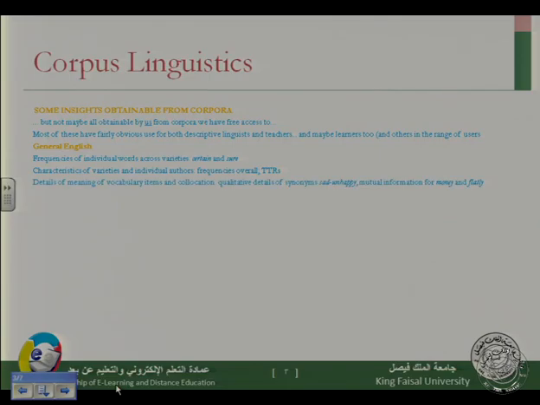Details of meaning of vocabulary items and collocation, qualitative details of synonyms. As we said, we have the words sad and happy. We want to know the difference between them. Mutual information for money and flatly. All of these can be obtained from a corpus. Homonym and sense frequencies. Look out. You want to know what does it mean, look out.